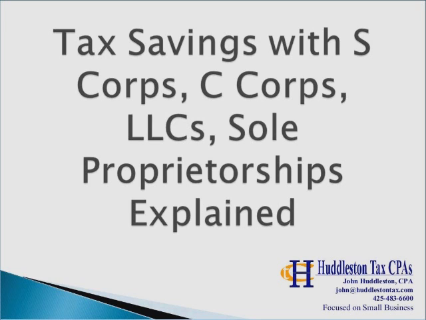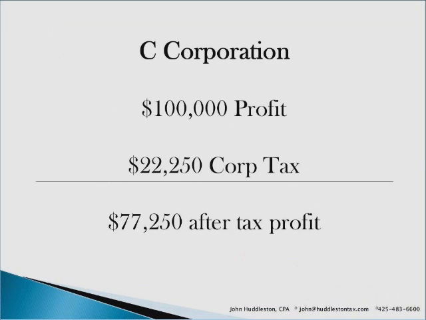And so we'll go through and look at all these examples, again making the same assumptions, $100,000 of net business income. We're going to assume that the owner is in a 35% tax bracket but doesn't have any other self-employment or earned income. So here we go with the first slide. We're going to look at a C corporation.